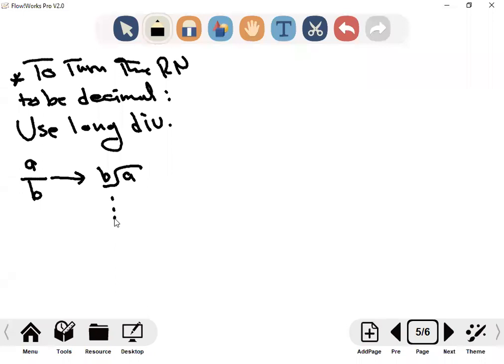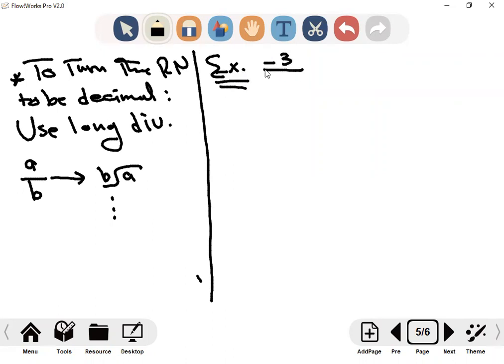Got it? For example, if I want to turn -3 over 7 to be a decimal. Now here I have a negative, right? Don't go and do this. Watch out. Don't put the negative in the division. So when the numerator is negative, it means the dividend is negative, right? And the divisor is what?